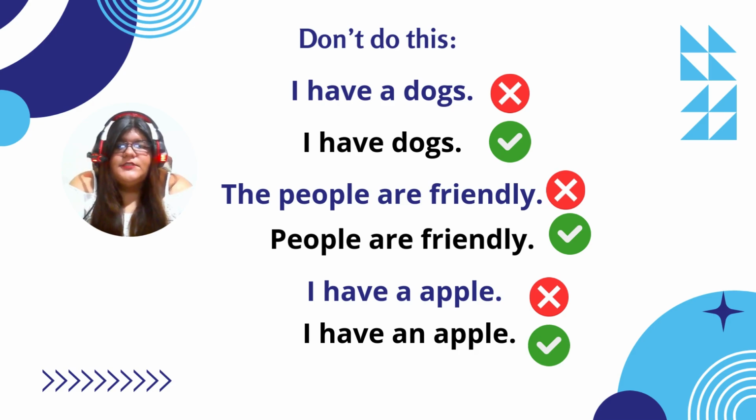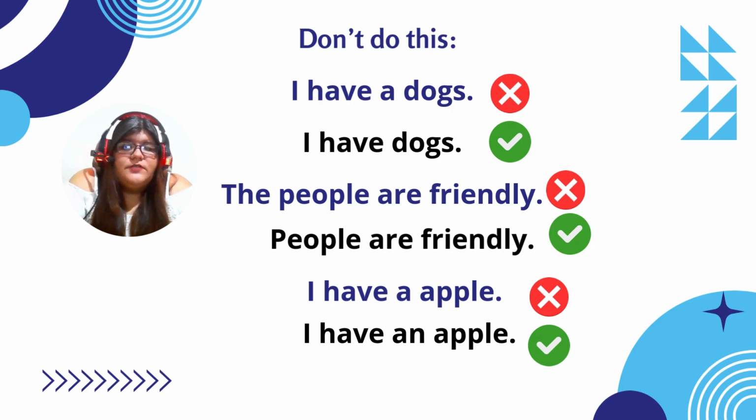Now let's see some examples, guys, to see if you understood something. For example, don't do this. Don't do this. I have a dog. Is that correct? No, that is not correct, guys, because we are talking about dogs in general, not a specific one, so we won't use a. So the articles a and an are only used with singular nouns, and here we have dogs, more than one, so we can say it.